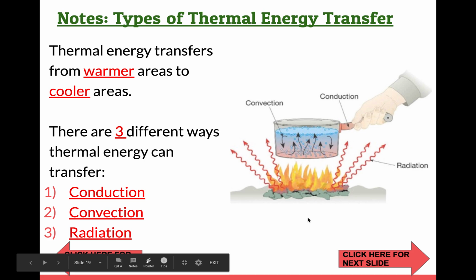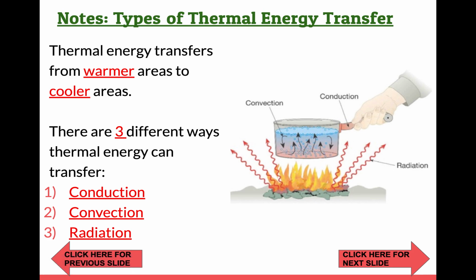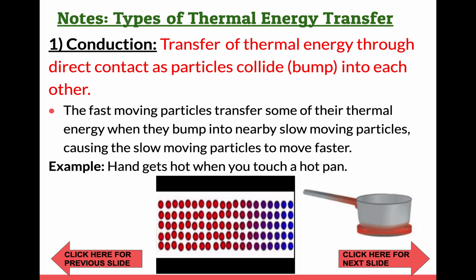Now, there are three types of ways that thermal energy can transfer. The first way is conduction, the second way is convection, the third way is radiation. So we're going to learn about each one. This picture is also on your exit ticket, so make sure you know this picture. Convection, conduction, radiation. I will talk about each one.